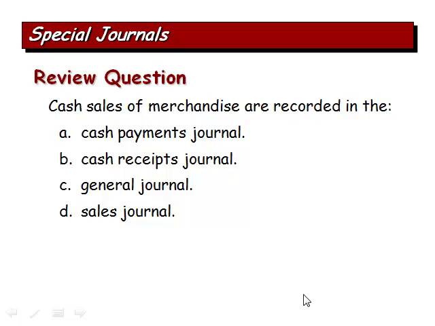So another quick review question. Cash sales of merchandise are recorded in which of these? And it would be B, the cash receipts journal, because all cash receipts get recorded in the cash receipts journal.